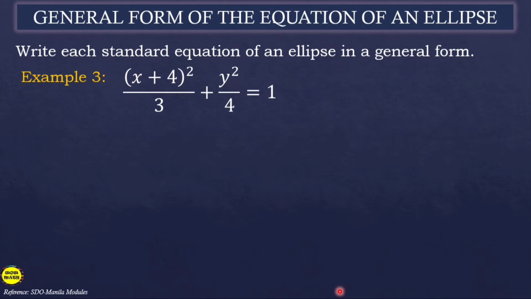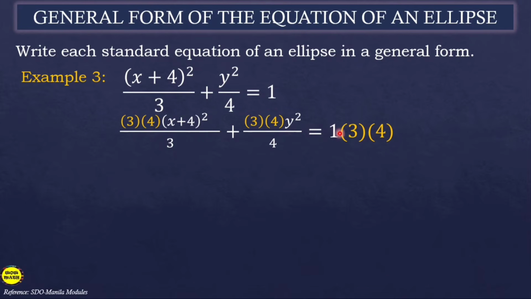Another example, the quantity of x plus 4 squared over 3 plus y squared over 4 is equal to 1. So, ang gagawin natin, gamit yung 3 and 4, imumultiply natin sa lahat ng side ng equation natin. So, that is 3 times 4 times, copy ito lahat, plus 3 times 4, then copy yung y squared over 4 is equal to 1 times 3 times 4. So, makakancel si 3, makakancel si 4. So, maiiwan na lang dito yung 4 times the quantity of x plus 4 squared plus 3 times y squared, that is 3y squared. So, this is 12. So, hindi natin nabago.